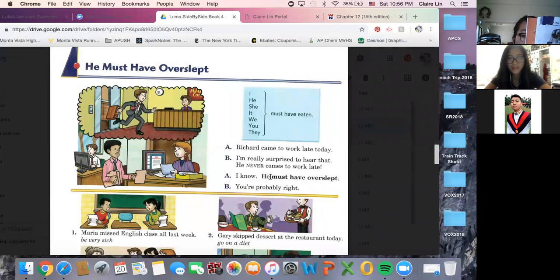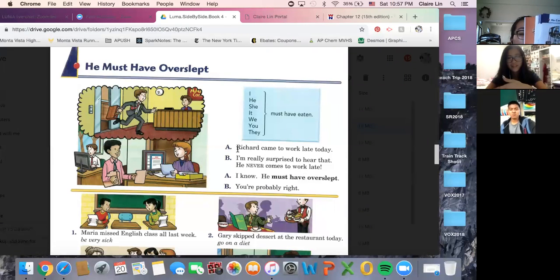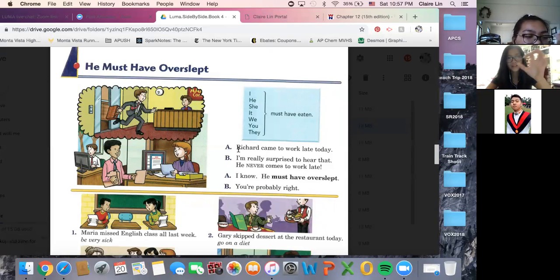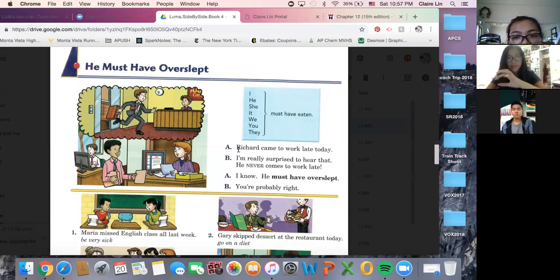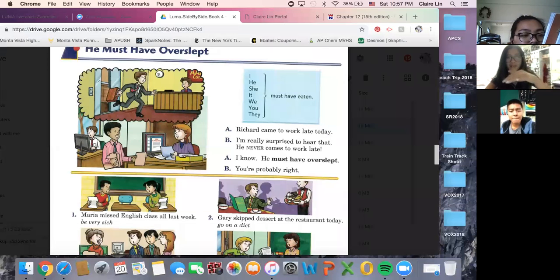You're probably right. So must have is like 可能, like it depends on the context actually. For this it's like 他肯定是睡过头了. So the thing is saying like Richard 今天迟到了 and then person B is like, oh, that never happens. I'm really surprised to hear that. 说他肯定是睡过头了. So that's the meaning of must have. It's like 肯定.